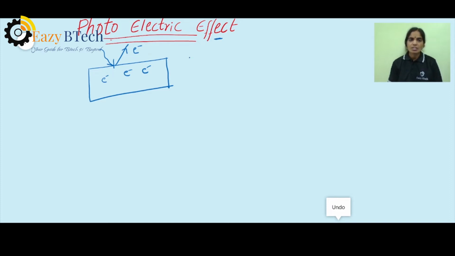Whatever electrons are ejected from the surface of the metal are termed as photoelectrons. I repeat, whenever you have emission of electrons taking place from the surface of the metal, the emitted electrons are termed as photoelectrons.